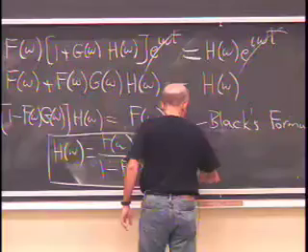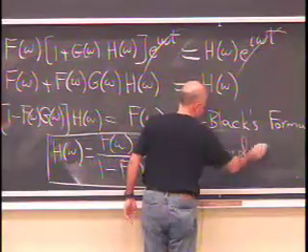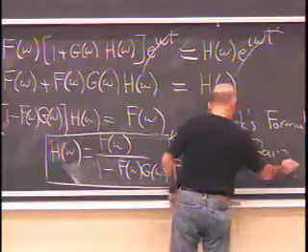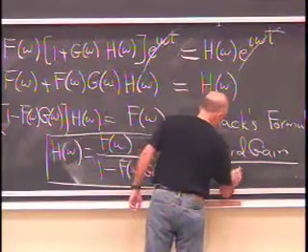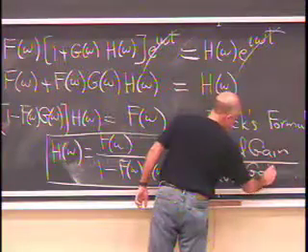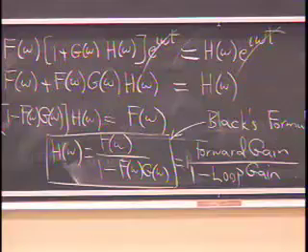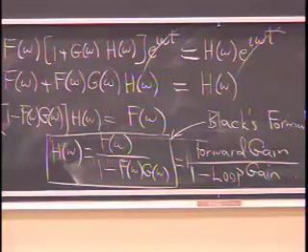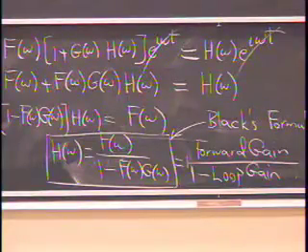And this is forward gain over 1 minus the loop gain. Loop gain is simply the gain you see when you go around this loop. So when I go around this loop, F and G appear to be in cascade, and that's why the loop gain is F times G.